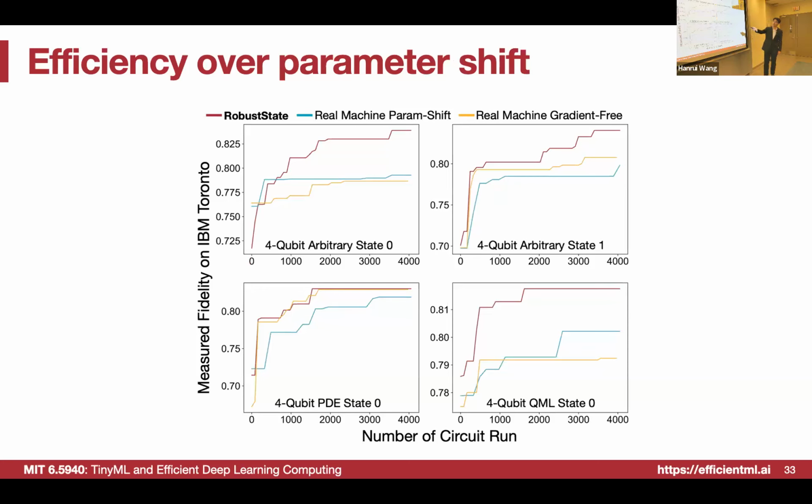And also we compare with some other methods, for example just using the parameter shift, where all the parameters will be run twice. We can see that compared with that, our performance is increasing faster than the real machine parameter shift, or using some gradient-free method to do the training. So that indicates a higher training efficiency using these proxy gradients.